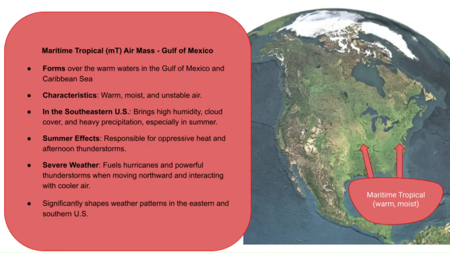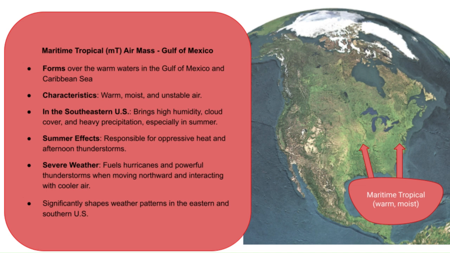The first air mass that we will examine is the maritime tropical air mass that forms over the warm waters of the Gulf of Mexico and the Caribbean Sea. This air mass is characterized by warm, moist, and unstable air, which often brings high humidity, cloud cover, and heavy precipitation to coastal and inland areas.